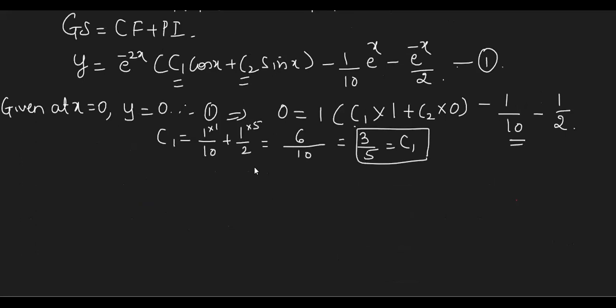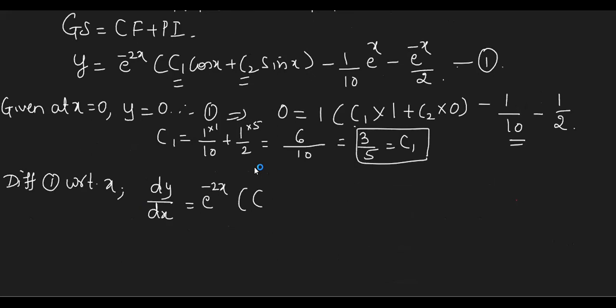dy by dx. But you don't have any equation where dy by dx is there, no? So what has to be done? Differentiate which one? Equation 1. Very good. Differentiate equation 1 with respect to x. So y becomes dy by dx. What has to be applied here for this first term? Product rule. So we'll keep the outside function as it is.